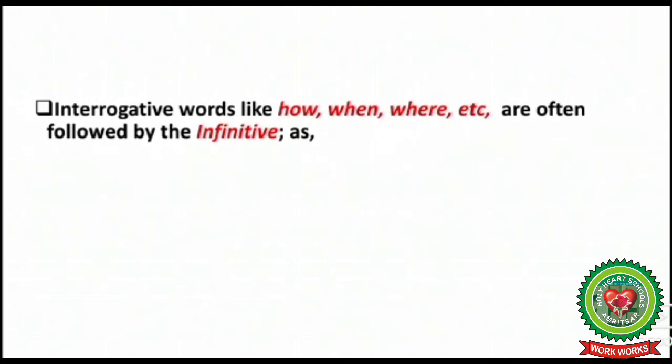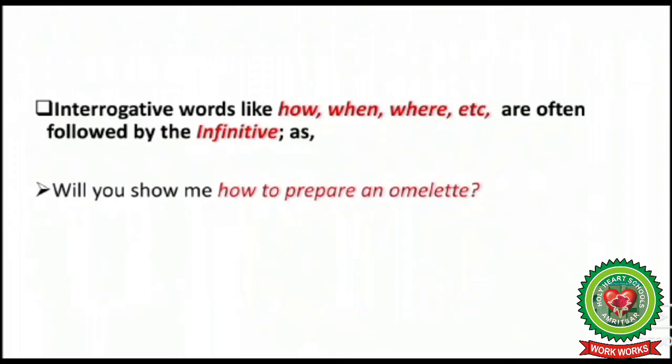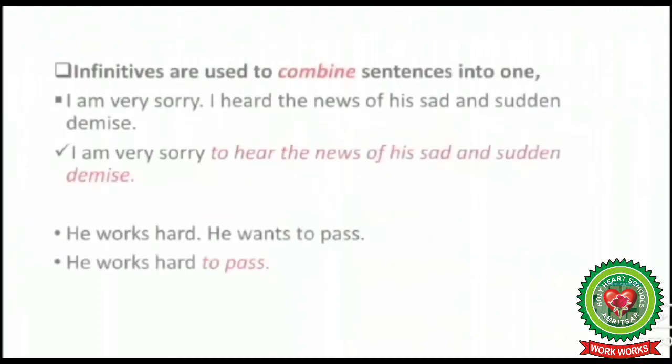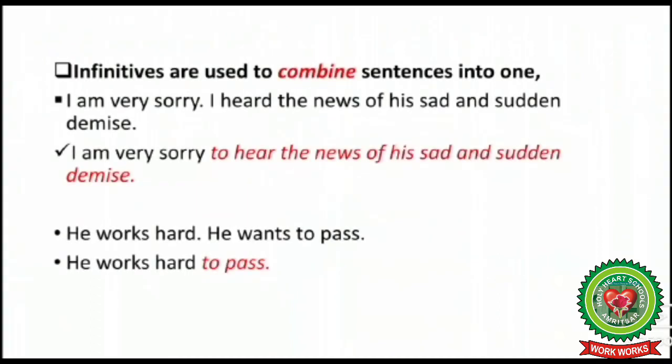Interrogative words like how, when, where, etc. are often followed by the infinitive, as: Will you show me how to prepare an omelette? I don't know when to go. I don't know what to do. In all these sentences, we observe that how, when, what are followed by an infinitive. Let us proceed to the next slide.